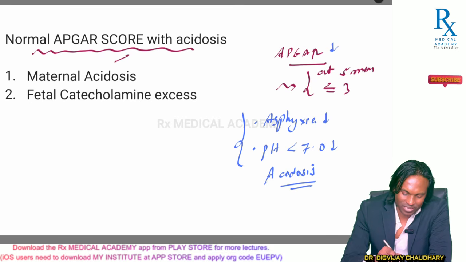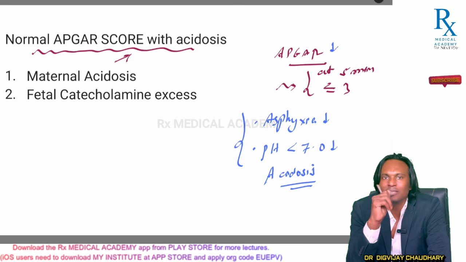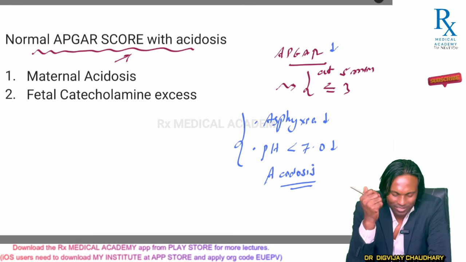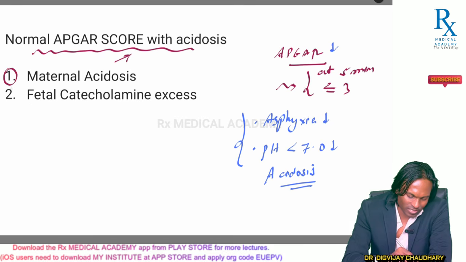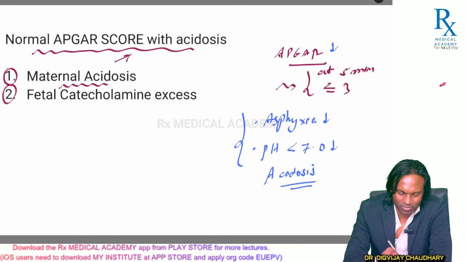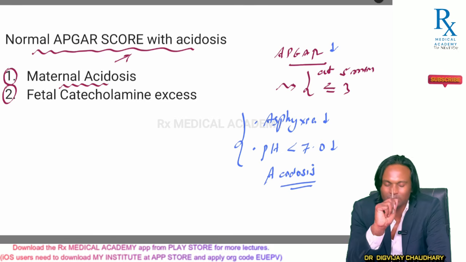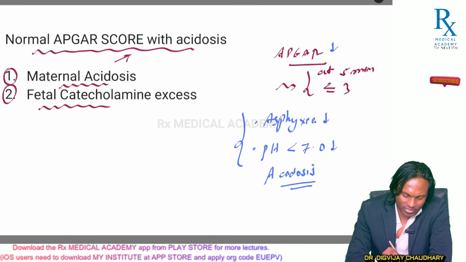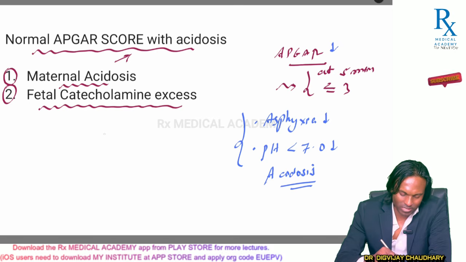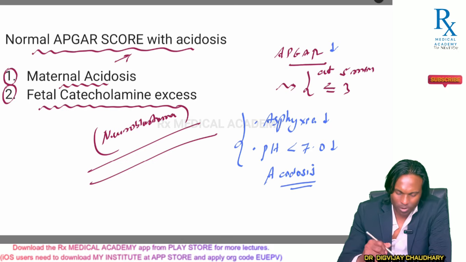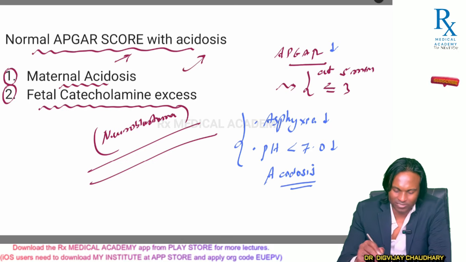But sometimes even after having a good APGAR score, you can get acidosis as well. So what are the causes which can lead to this particular condition? One is too simple to understand, maternal acidosis. Second is fetal catecholamine excess, particularly seen in fetal neuroblastoma. So here, contrary to the normally expected pH, you can get acidosis.